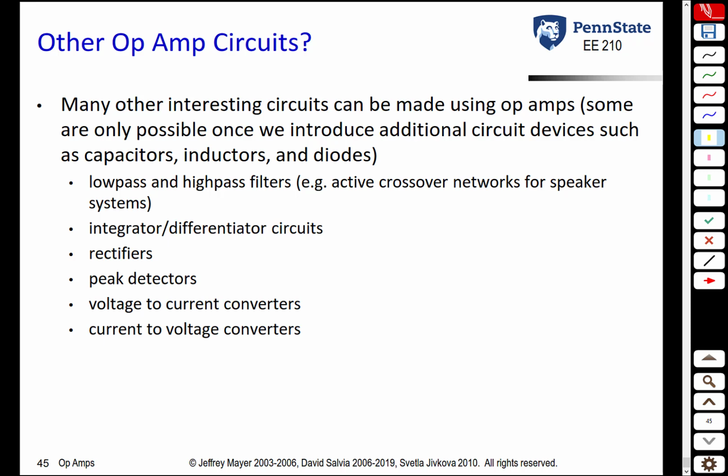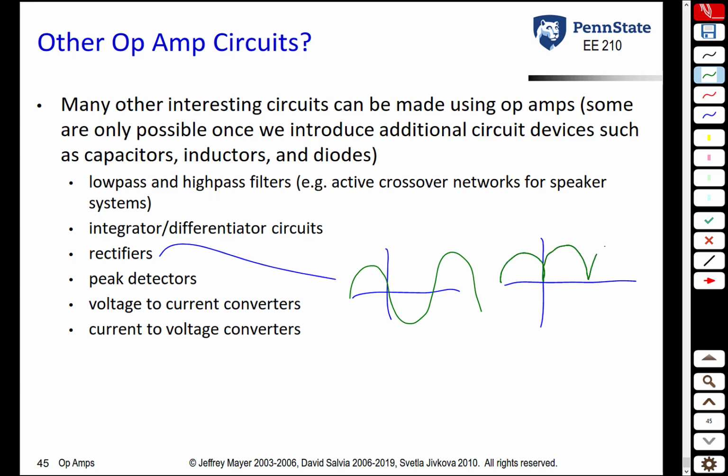A rectifier you can think of as an absolute value. So if the input looks something like that, a full wave rectifier circuit does something like that. There's also something called a half-wave rectifier circuit, which basically just keeps the positive aspects of it. So the red is what's called a half-wave rectifier. The green is what's called a full wave rectifier.